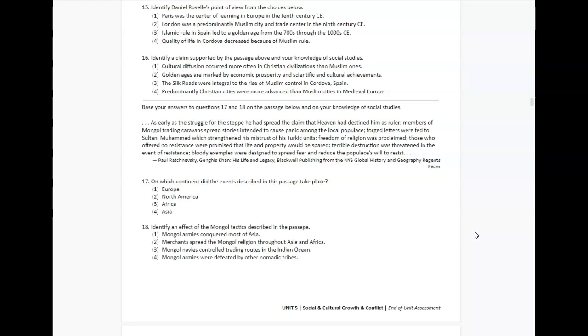So number 17. On which continent did the events described in this passage take place? 1. Europe. 2. North America. 3. Africa. 4. Asia.